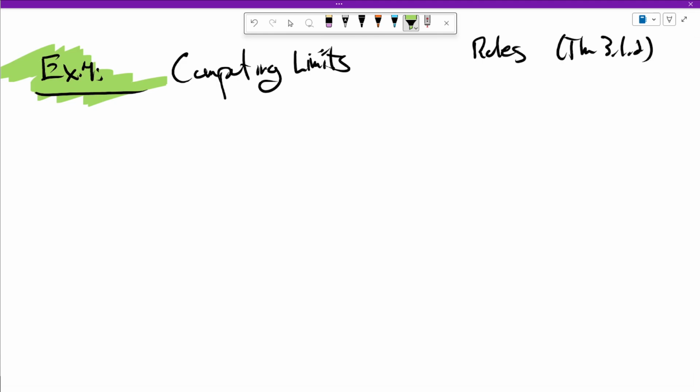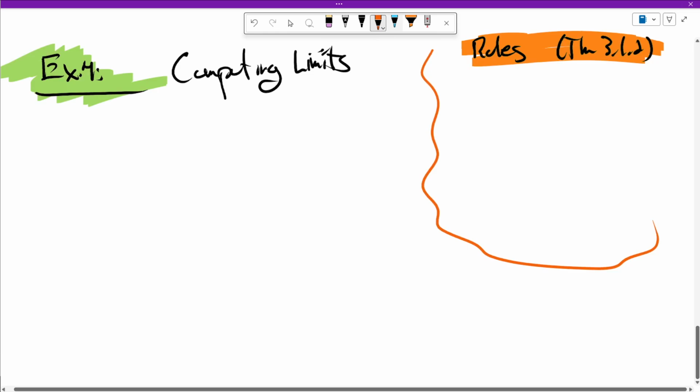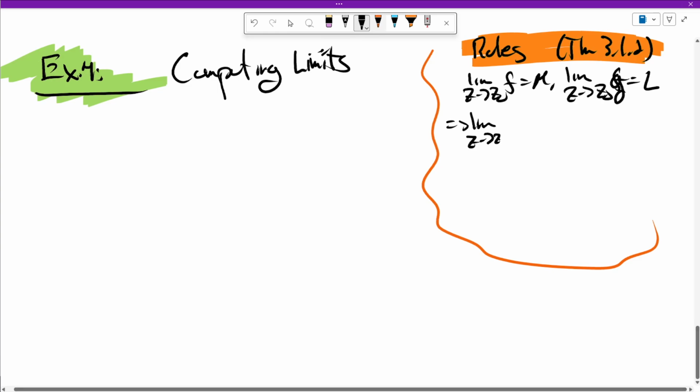Let's see, what's a rules color? Orange, maybe? The rules are as follows.